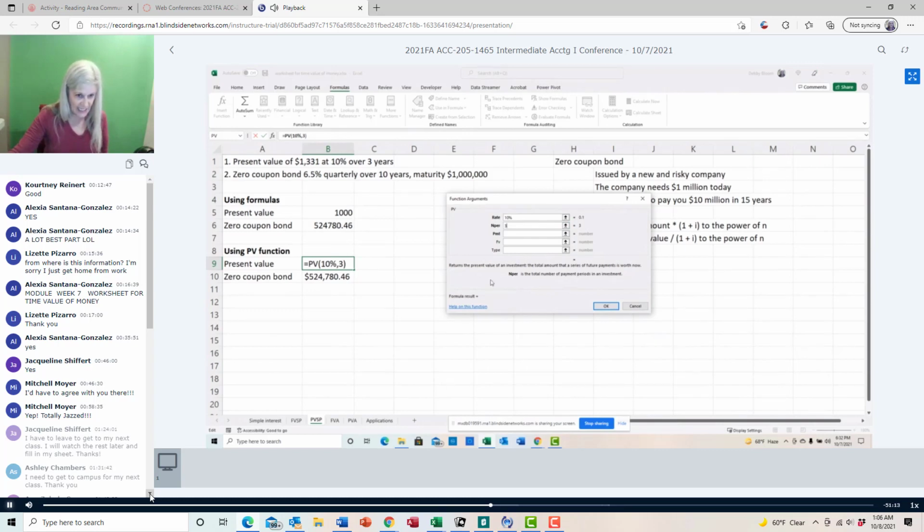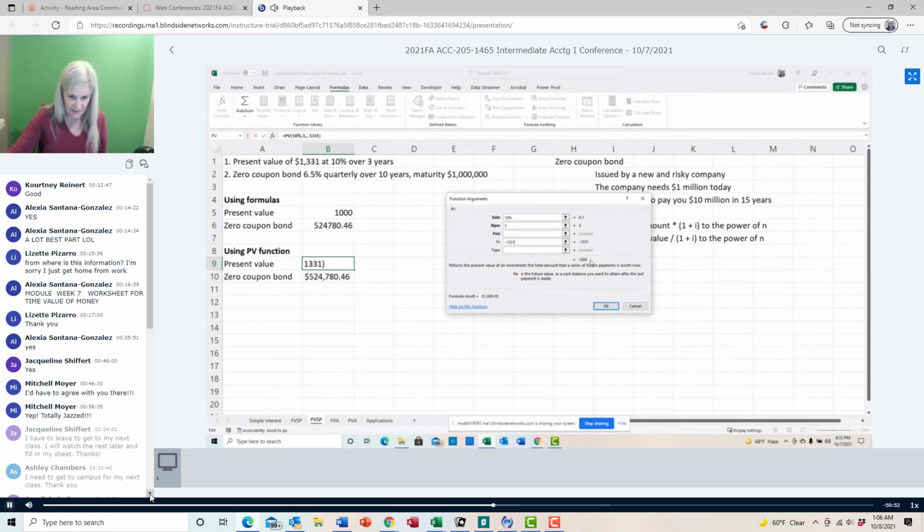So then in the FV, you have to skip over the PMT, click in the box that says FV, and just type negative 1331, no commas. And that's it, right? That is it. Does your answer say 1,000? Because you can see the answer before you click OK.